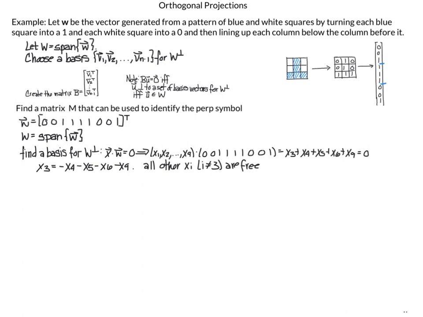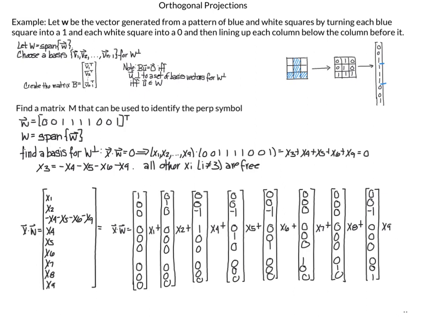So that means if we let x4, x5, x6, and x9 be free variables, then x3 has to equal negative x4 minus x5 minus x6 minus x9. All other x of i's are free. So just to be really explicit to show you what this looks like, this is what our vector x looks like. We have x1, x2, x4, x5, x6, x7, x8, and x9 free.